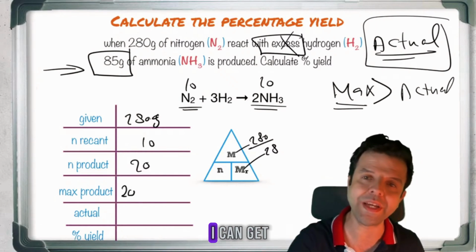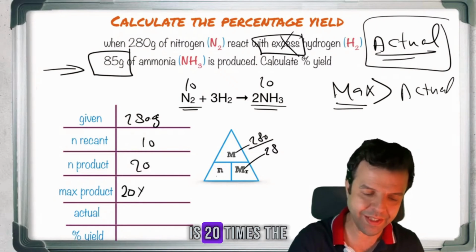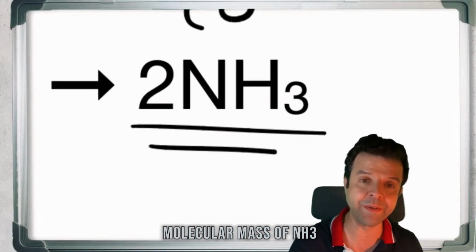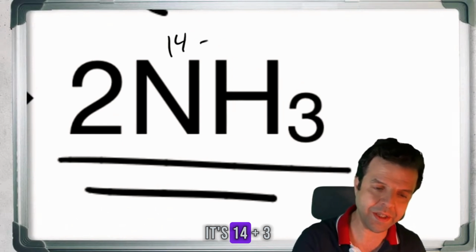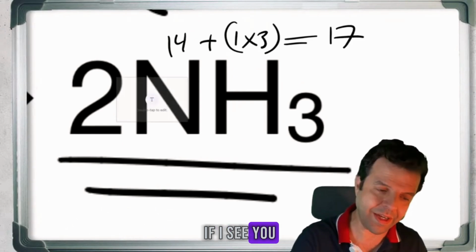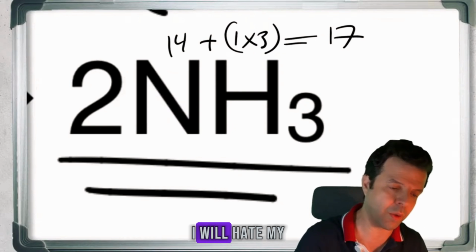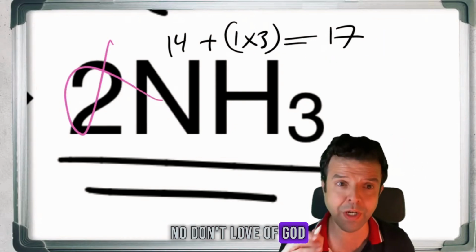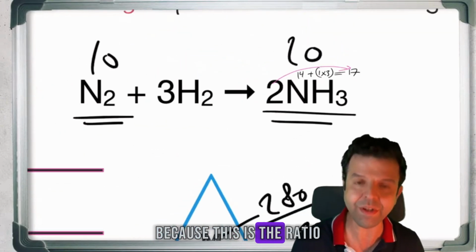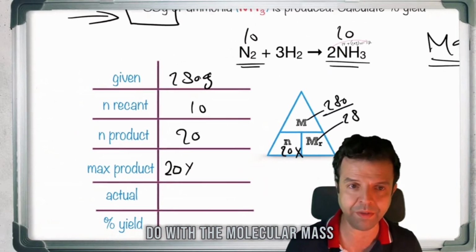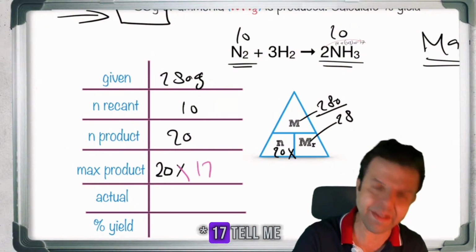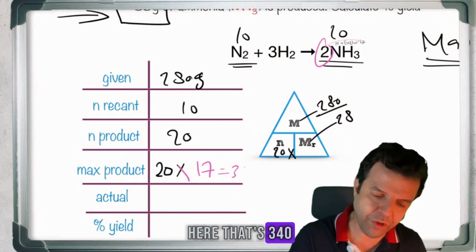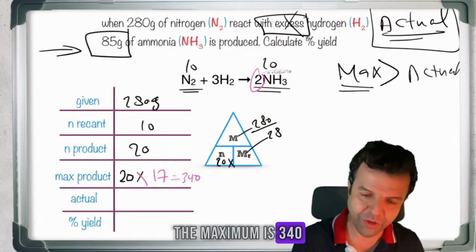Maximum mass of product I can get is 20 times the molecular mass of NH3. How much is the molecular mass of NH3? It's 14 plus 3, which is 17. If I see you multiplying that 17 by 2, I will hate my life. No, don't. For the love of God, don't do this. Why not? Because the 2 is the ratio. It has nothing to do with the molecular mass. So you say 20 times 17. What about that 2? You already used it here. That's 340. The maximum is 340.